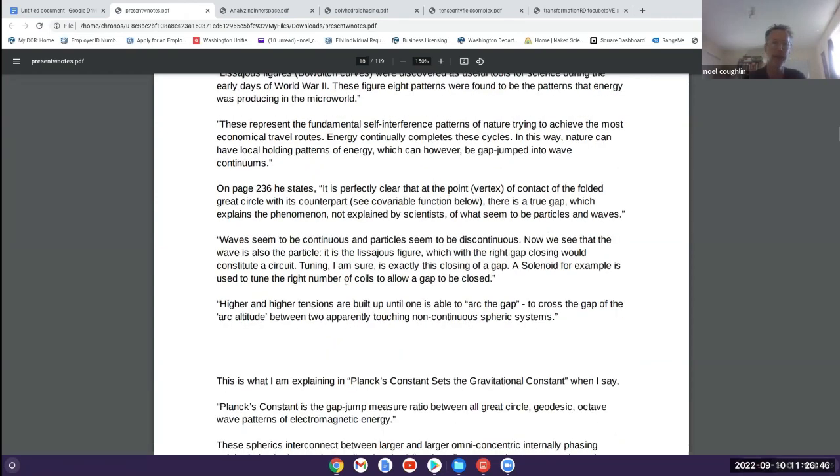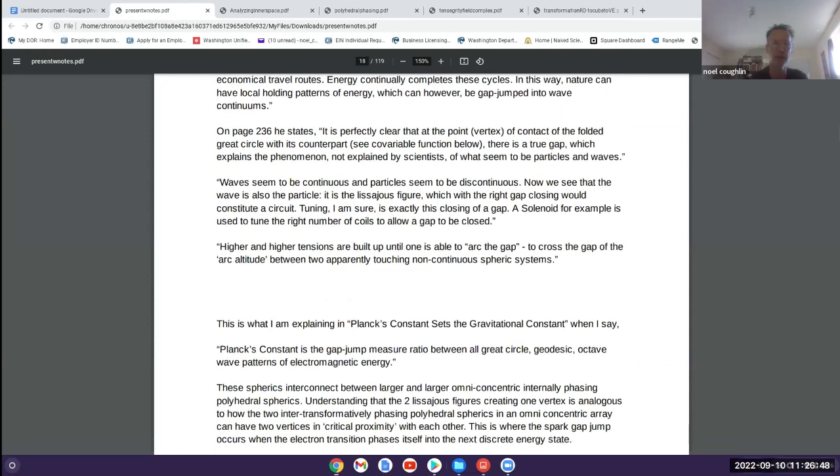It's perfectly clear that at the point or vertex of contact of the folded great circle with its counterpart, there is a true gap, which explains this phenomenon, not explained by scientists, of what seems to be particle and waves. Waves seem to be continuous and particles seem to be discontinuous. Now we see that the wave is also the particle. It is the Lissajous figure, which with the right gap closing would constitute a circuit. Tuning, I am sure, is exactly this closing of a gap.